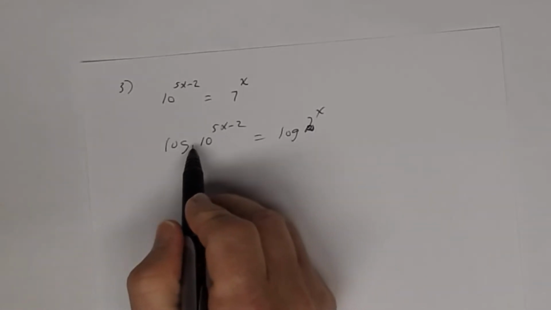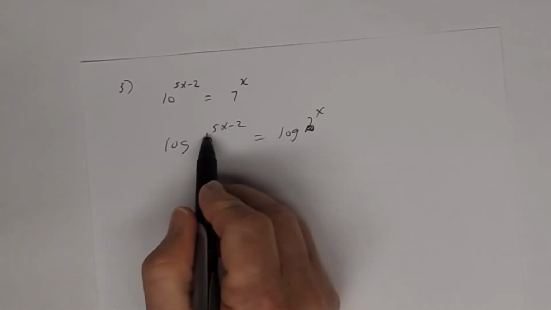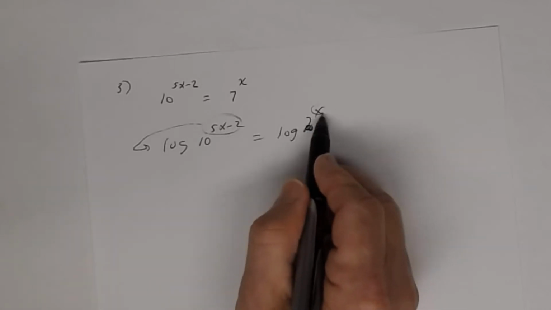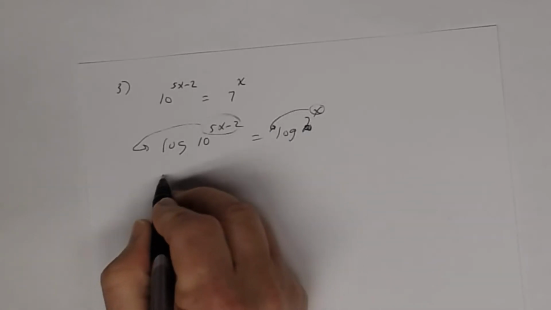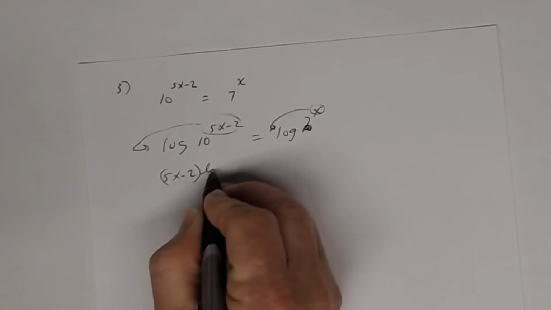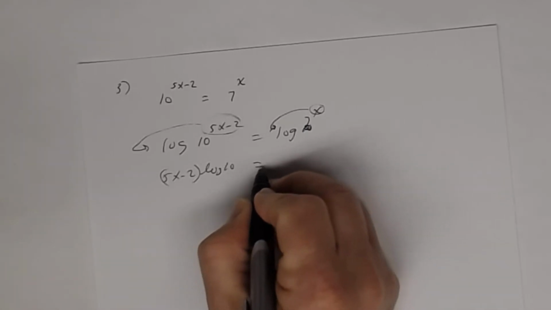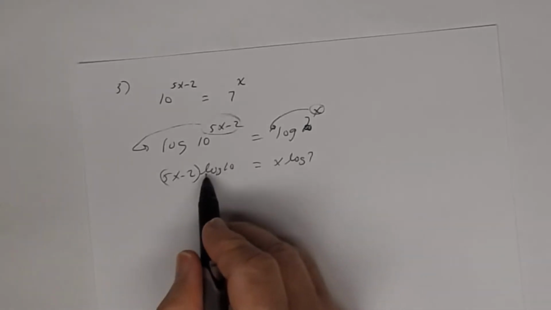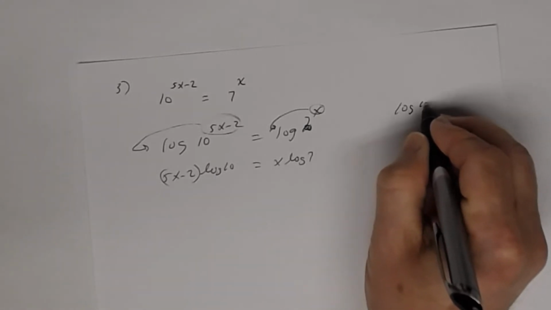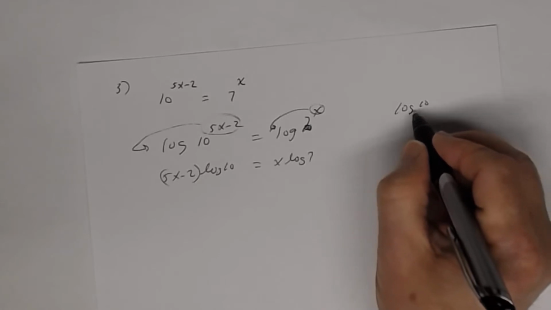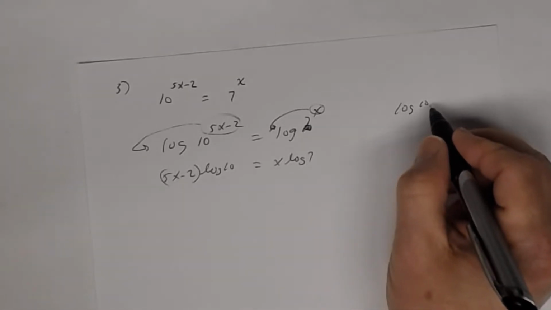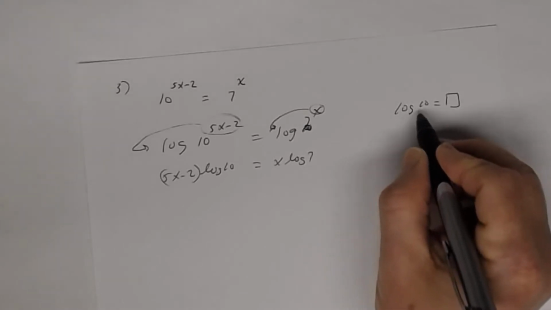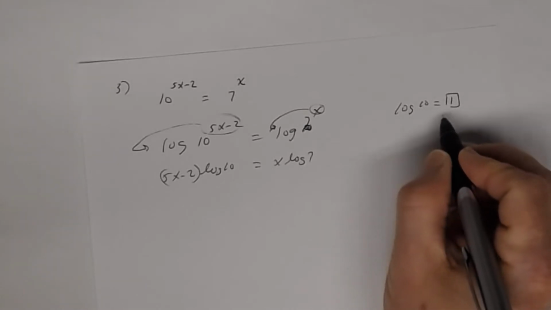Okay, so using the power rule now, I can take these exponents, the variable expressions, out of the exponent in both cases. So I get 5x minus 2 times the log of 10, right, equals x times the log of 7. Now remember the log of 10, that's one of the things you learned about in the previous lesson. What is the log of 10? That's something you have to know right away. Well, I'm hoping, if you think about it, that the log of 10 is equal to 1, right?